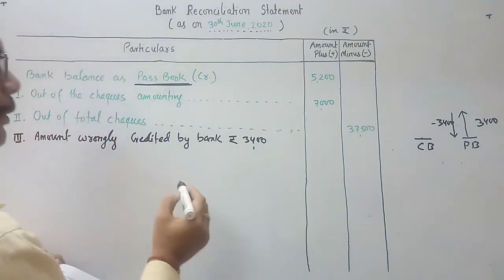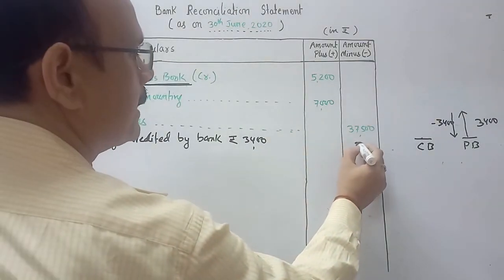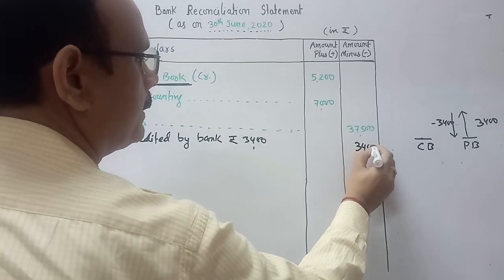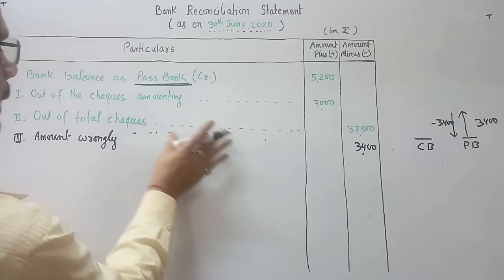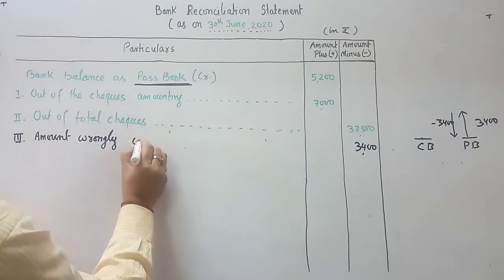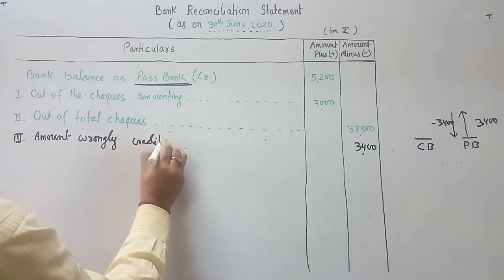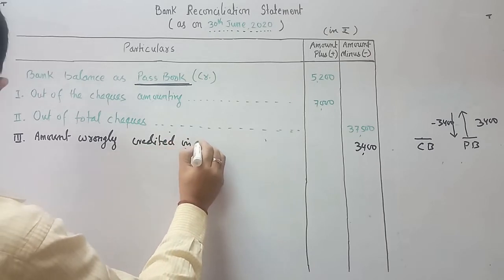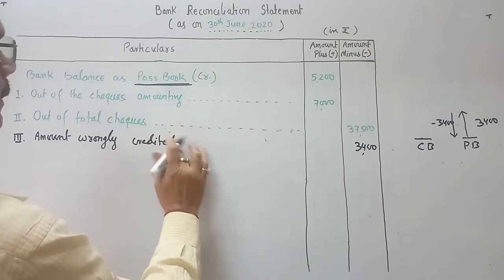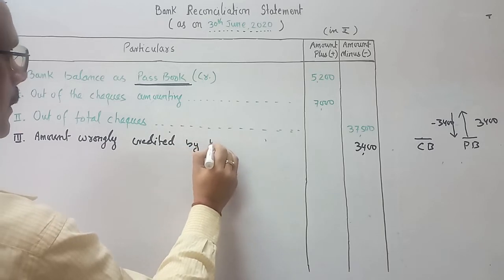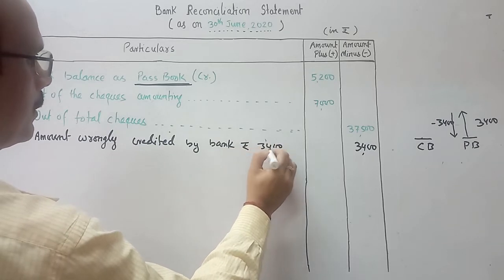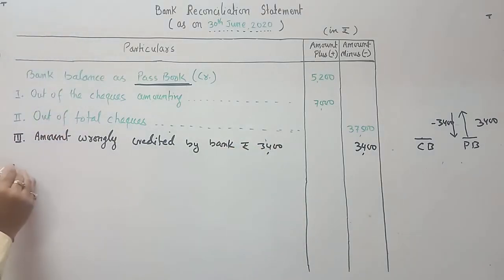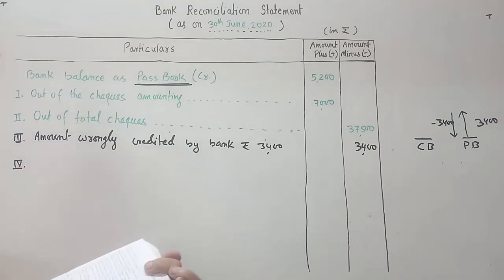3,400 will be reduced. So we will write on this side 3,400 in the minus side. Okay. 3,400 in the minus side. Now see the next one, the fourth one.